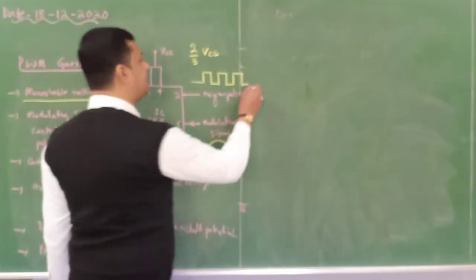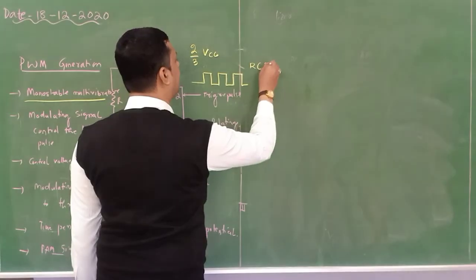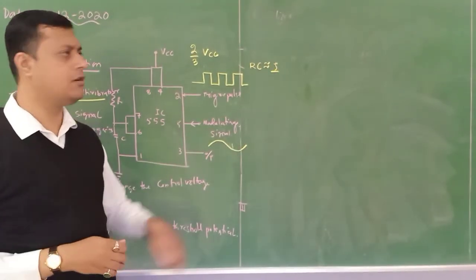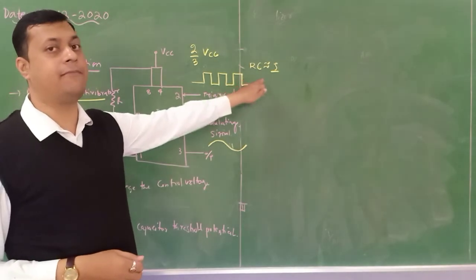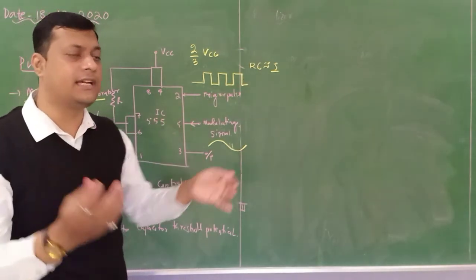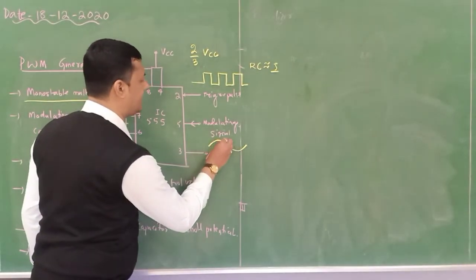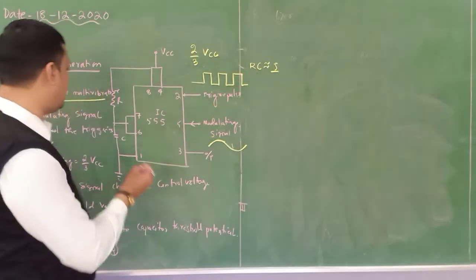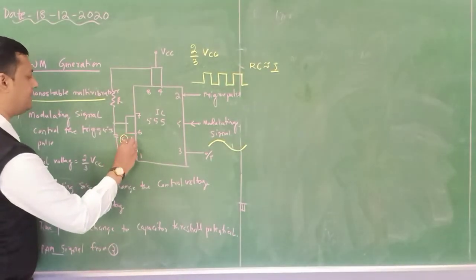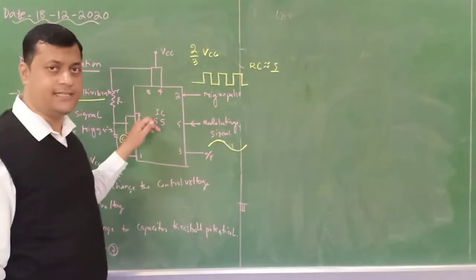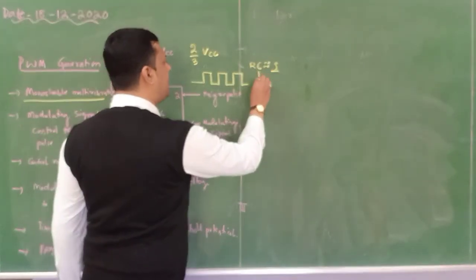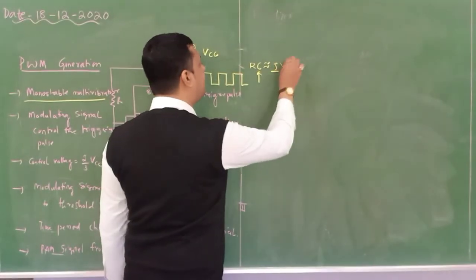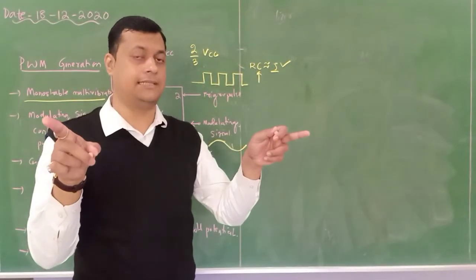If I take the product of R and C, I get the time constant. If the potential drop is more, the capacitive value increases, and the time period increases. So when the modulating signal increases, the potential drop in this particular capacitor is high. If this capacitor potential is high, that means the capacitive value is high and the product of R and C is going to be high, which means the time period will increase. So the width of the pulse is increased.